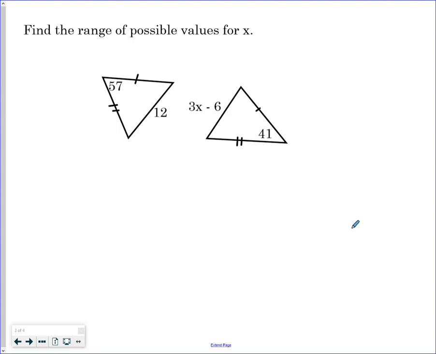So this is kind of like what we did yesterday with the range, but it's a different concept. So we've got side angle side and side angle side again. Does everybody see that? So if you look, we've got the 57 is across from the 12, and the 41 is across from the 3x minus 6. What do I know about the 12 and the 3x minus 6? The 12 side is bigger than the 3x minus 6 side.